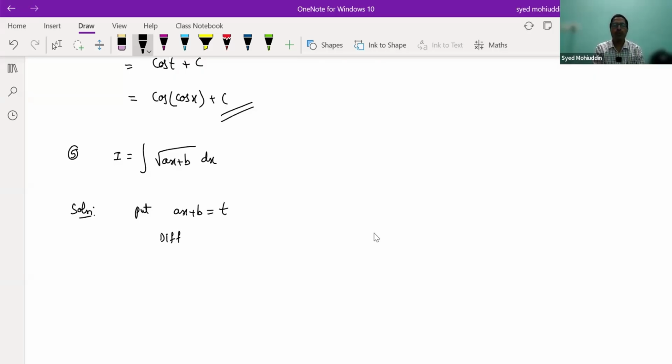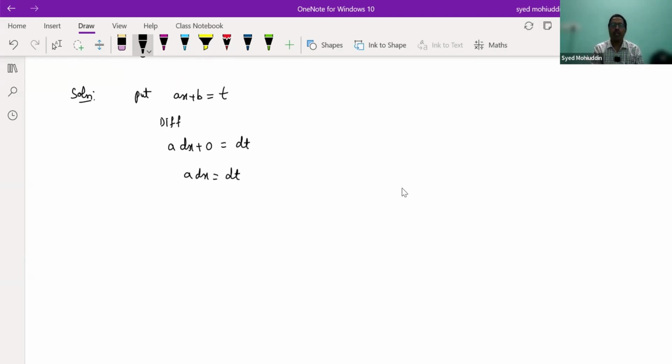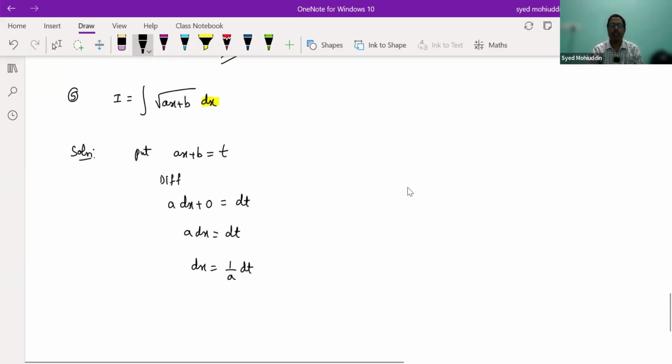So differentiate this one, a into, now x, when you're writing derivative of x, you just write it as dx. Plus b is a constant, constant derivative will be 0 is equals to derivative of t will be dt. But you don't have a into dx. You have only dx. Therefore, you have to get dx there. So you can rewrite this as a into dx. You can ignore that 0 and write it as dt. Or dx will be equals to cross multiply, you'll be getting 1 by a into dt. This value you can substitute back in the given integral.